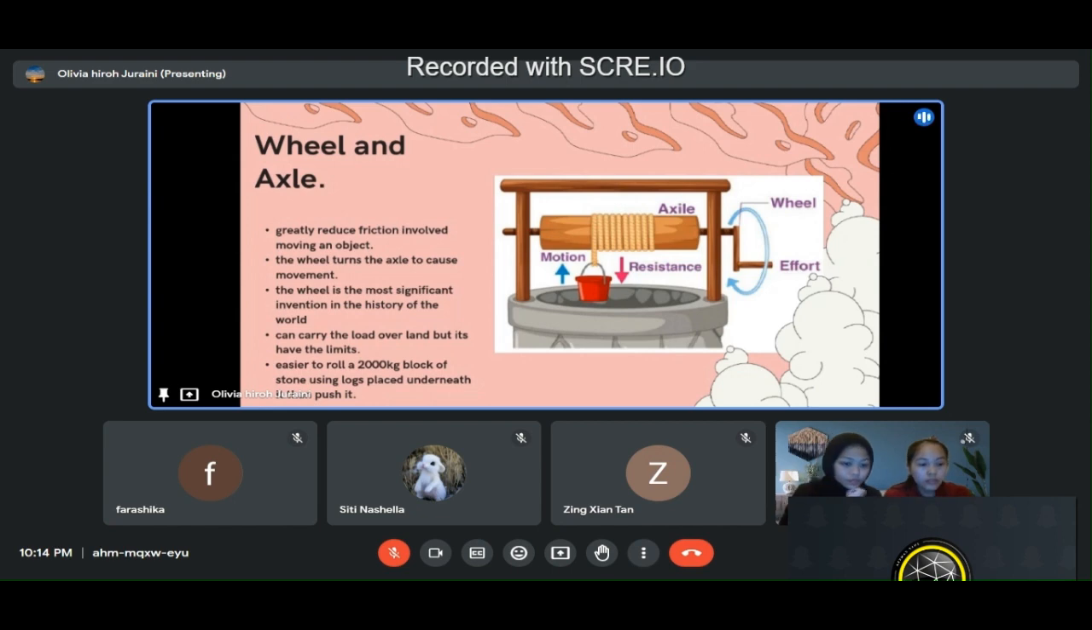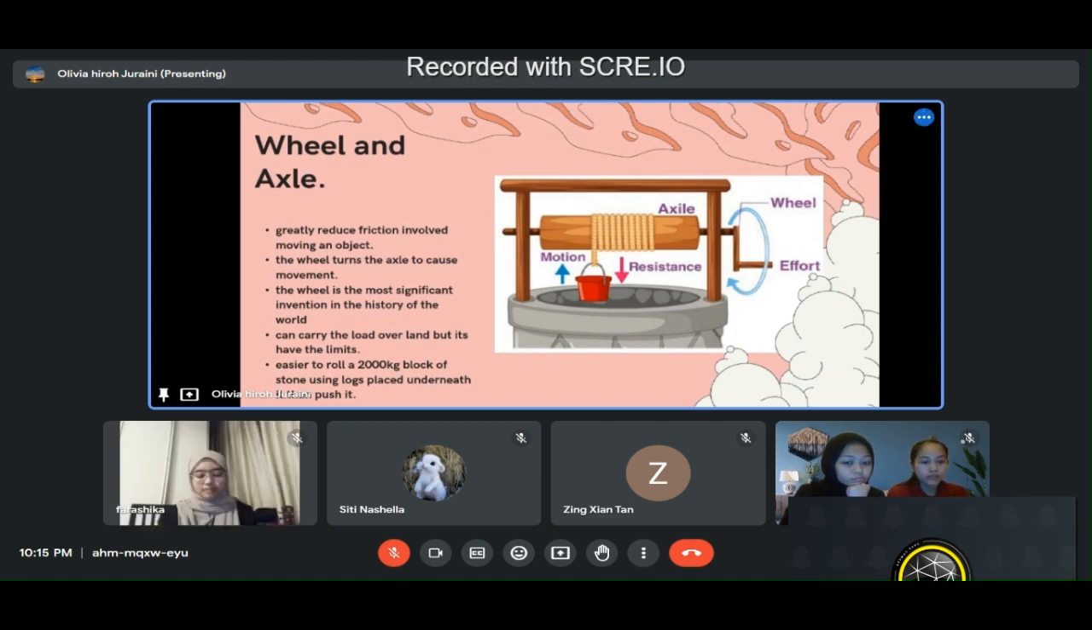The wheel is one of the most significant inventions in the history of the world. For example, before the invention of wheels, the amount of load and the distance through which we could carry the load over land was limited. For example, it is easier to roll a 2,000 kilogram block of stone using logs placed underneath it than to push it. That's the picture example of the wheel and axle.